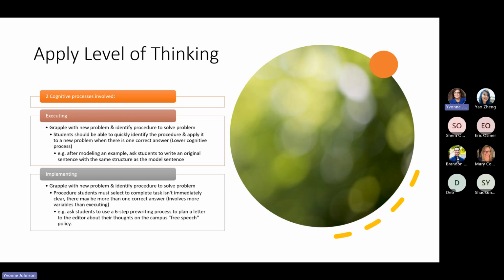And the next level is taking that information and applying it. The cognitive processes involved there are executing and implementing. They've learned the foundational information, they are understanding it, and now they're taking it and applying it to something.